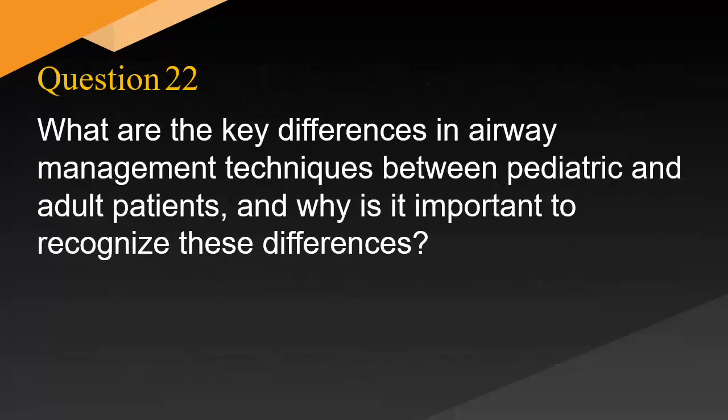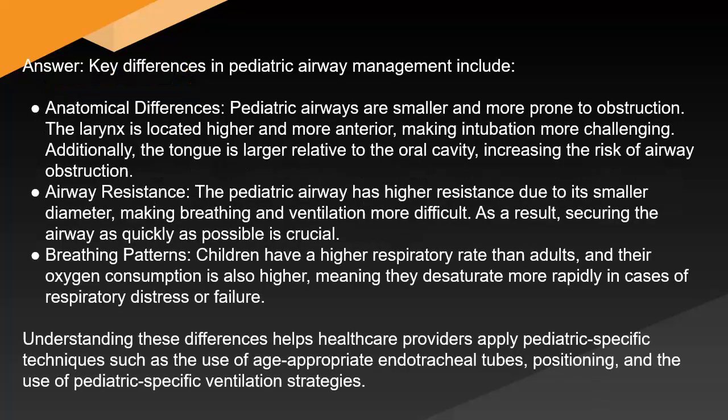What are the key differences in airway management techniques between pediatric and adult patients, and why is it important to recognize these differences? Answer: key differences in pediatric airway management include anatomical differences. Pediatric airways are smaller and more prone to obstruction. The larynx is located higher and more anterior, making intubation more challenging. Additionally, the tongue is larger relative to the oral cavity, increasing the risk of airway obstruction.